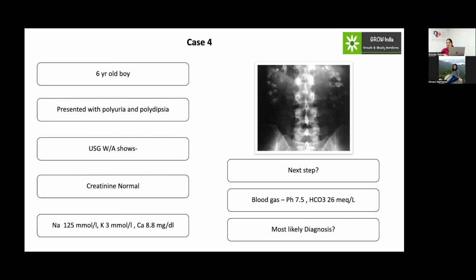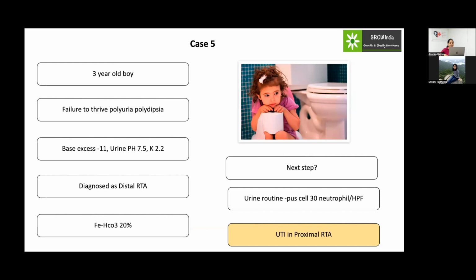Any answers? Yeah, definitely it is Bartter syndrome. Okay, so we have the next case. We have a 3-year-old boy who presented with failure to thrive, polyuria and polydipsia. There was acidosis, the urine pH was 7.5, and there was hypokalemia as well.